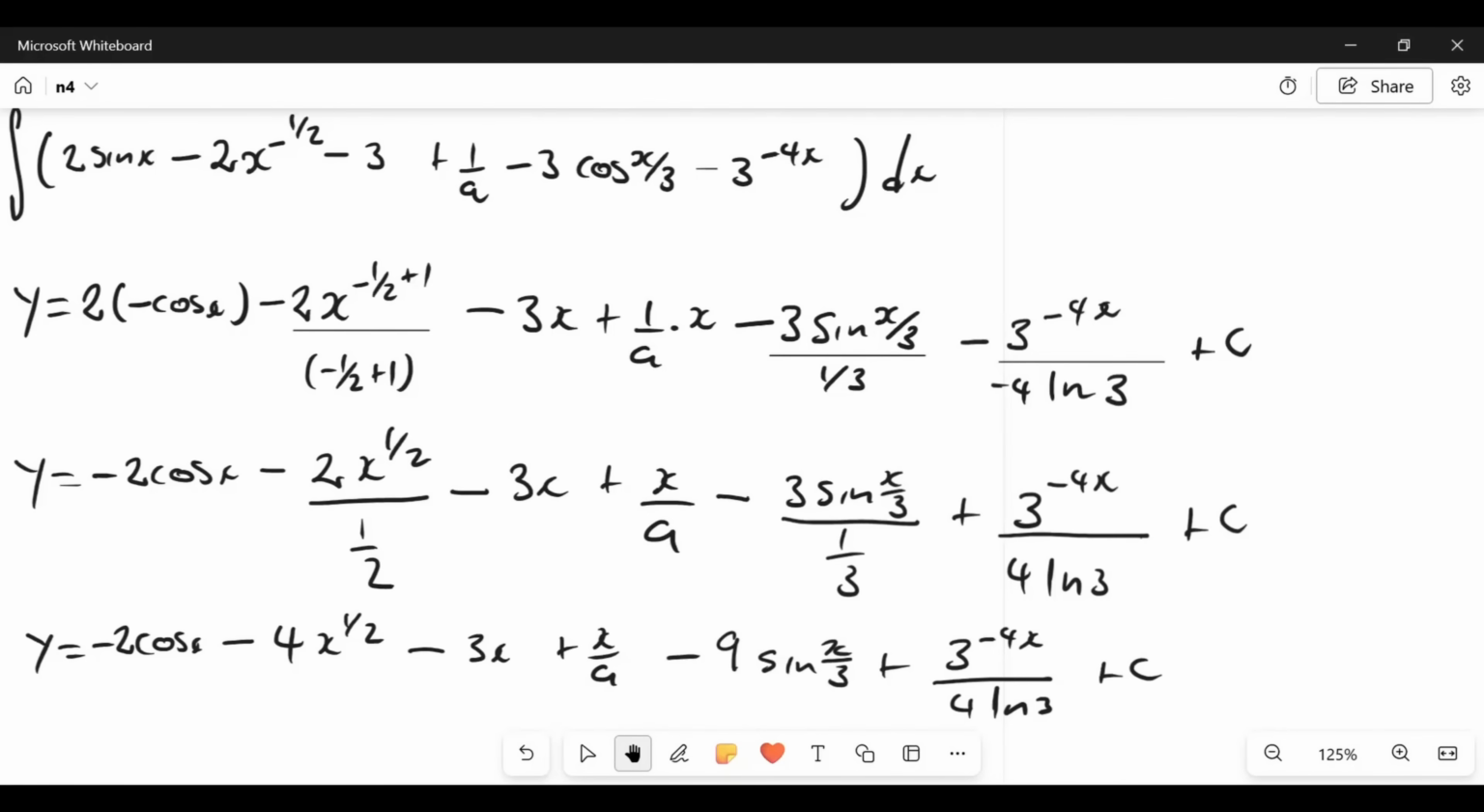I hope you guys managed to get this one. Really, this is a polynomial when it comes to integration, but it was not that difficult at all.